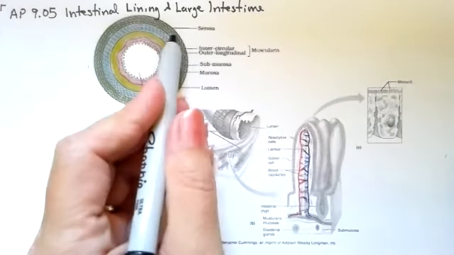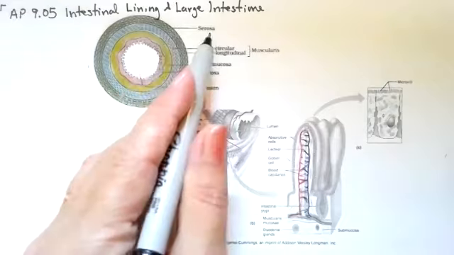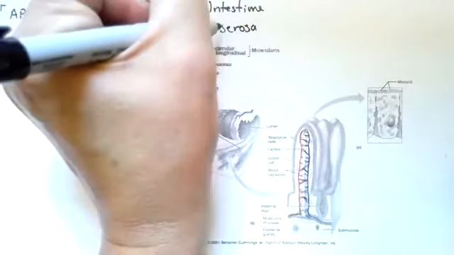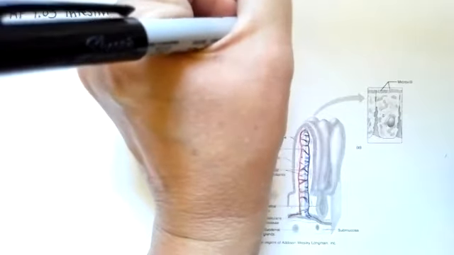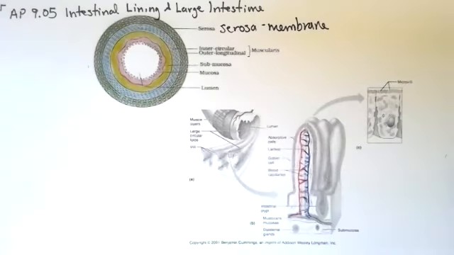So the first thing you see here to the outside, and I've color coded this, so if you want to do your color coding, pause the video here. Okay, it says serosa, S-E-R-O-S-A. This is a membrane that surrounds the intestine and it kind of holds everything together, kind of like a periosteum or other membranes we've seen.